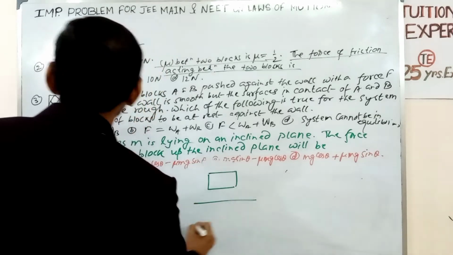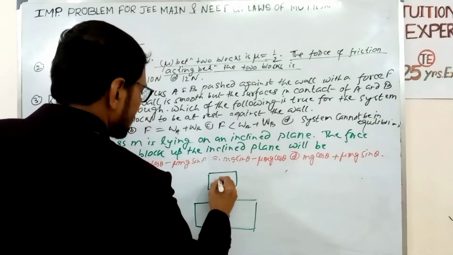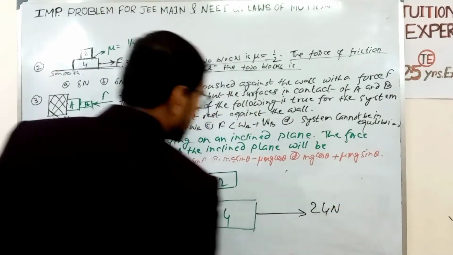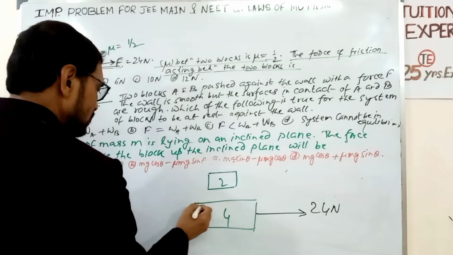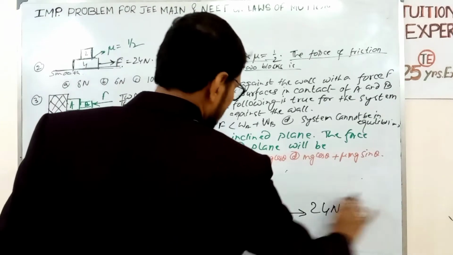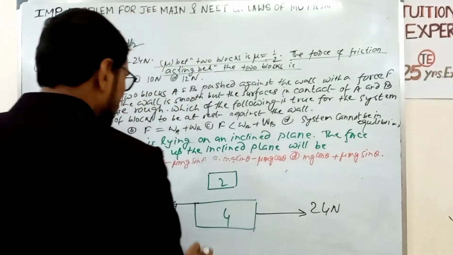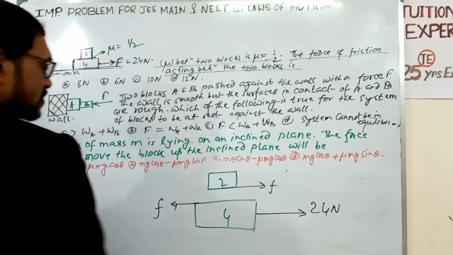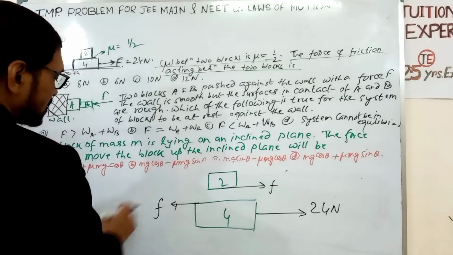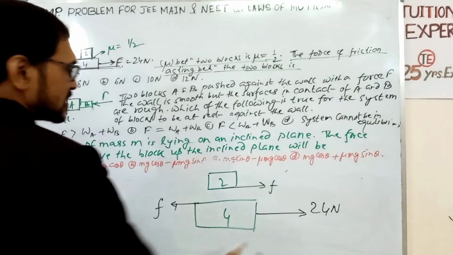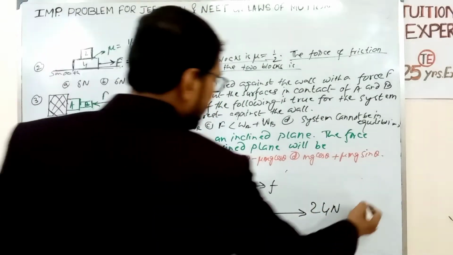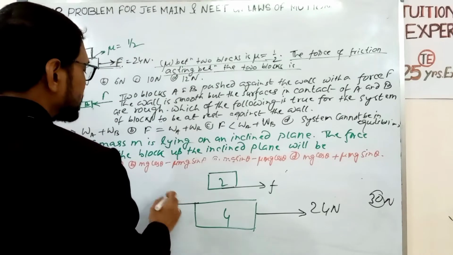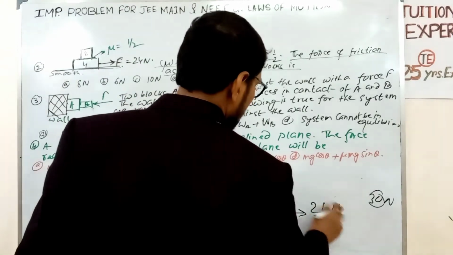2 kg block and 4 kg block. Here the external force is 24 Newton. If the block moves in this direction with an external force 24, then the friction force acts in this direction, and the friction force here drives, so this is the driving force. Now we cannot use F equal to mu mg here, because this is not the maximum force. The maximum force is 30. If a 30 Newton force is applied, then we can use F equal to mu mg. But here the maximum force is not applied, less force is applied.